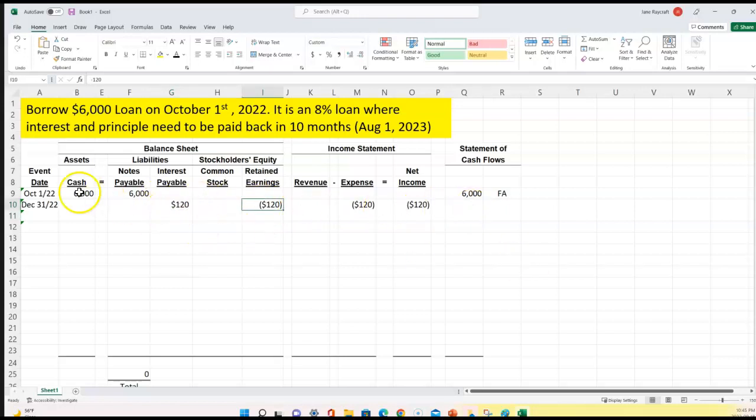But look at this. We didn't touch cash. So it's not going to be on our cash flow statement if no cash flowed. So we don't have to worry about that statement. Woot, woot.